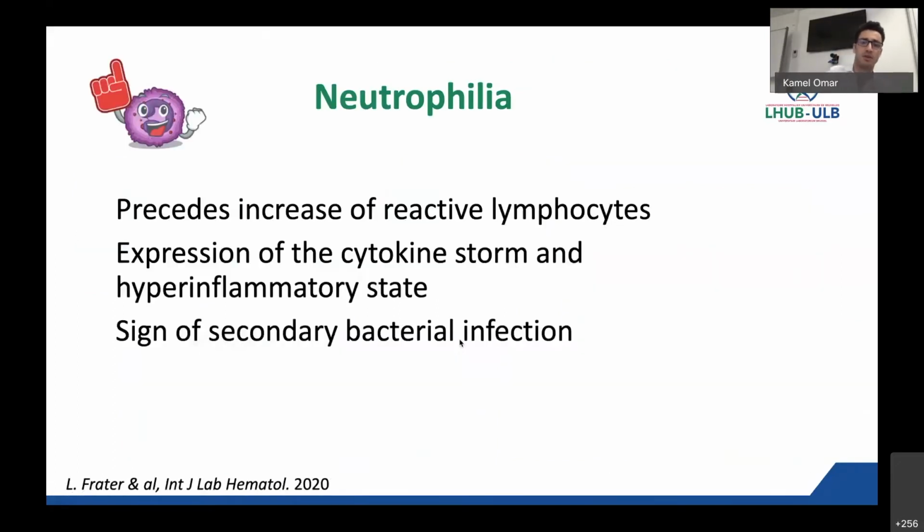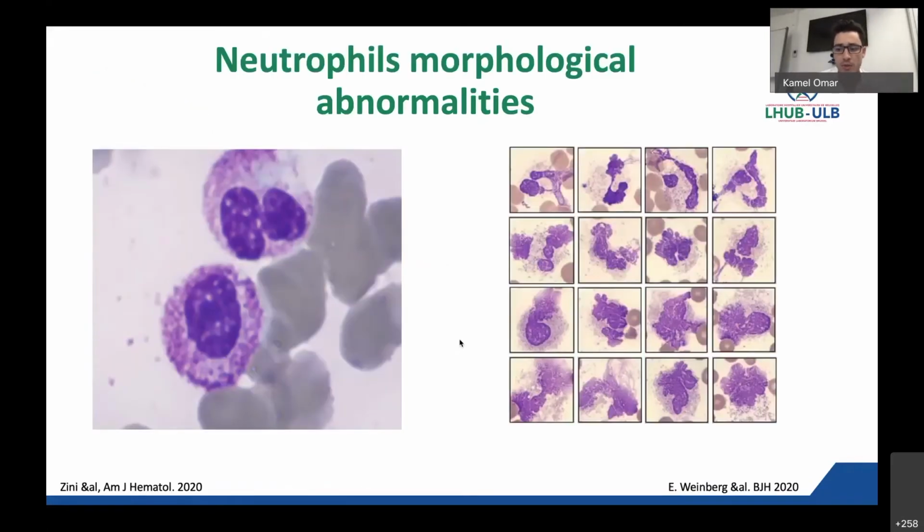Now let's discuss the neutrophils. Neutrophilia usually precedes the increase of the reactive lymphocytes. It's an expression of the cytokine storm and hyperinflammatory state, and it can be a sign of secondary bacterial infection, which should be kept in mind. The two main abnormalities affecting the neutrophils of COVID-19 patients are presented here: hyposegmentation of the neutrophil and the NETosis state.